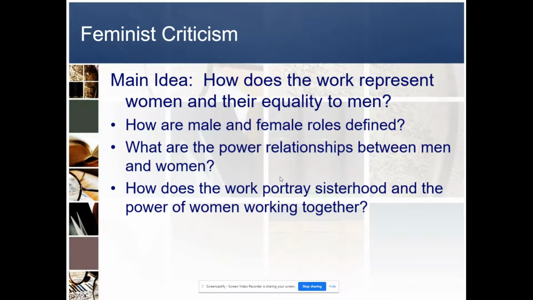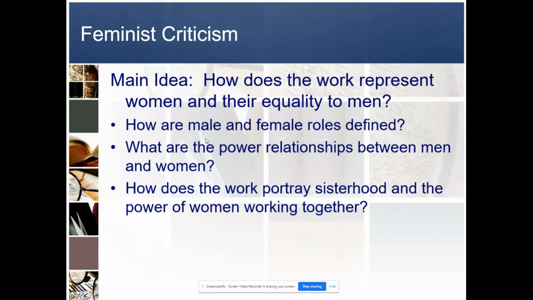How does the work portray sisterhood and the power of women working together? So first I want to deal with these two because I used to misunderstand books in this way. I used to look at a book sometimes and say, well, in this book, all the women are in subservient positions and all the men are in power positions. So I don't like this book because it is anti-feminist.